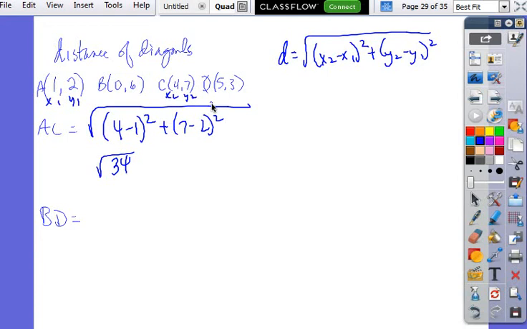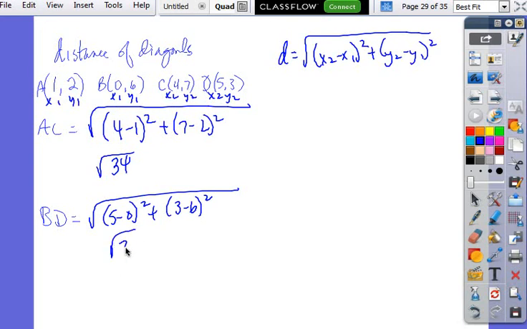Come down to BD, so there's my x1, y1, x2, y2. So this one would be parentheses 5 minus 0 squared, plus parentheses 3 minus 6. There's going to be 5 squared is 25, negative 3 squared is 9. If these things match, rectangle or square, does that make sense? What did we say we thought it was? If we think it's a square, then that's what should happen here, right?